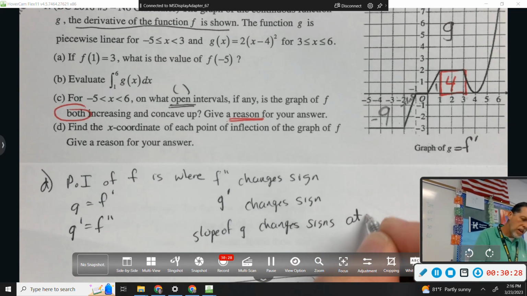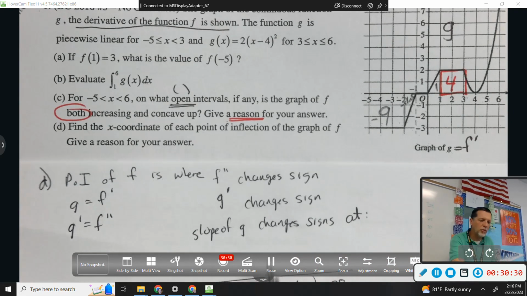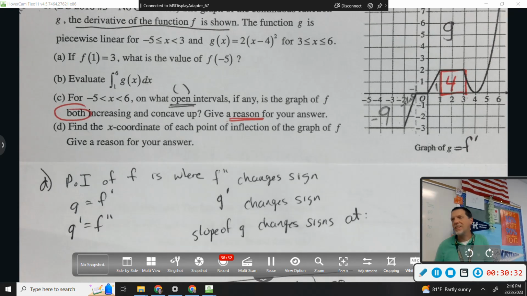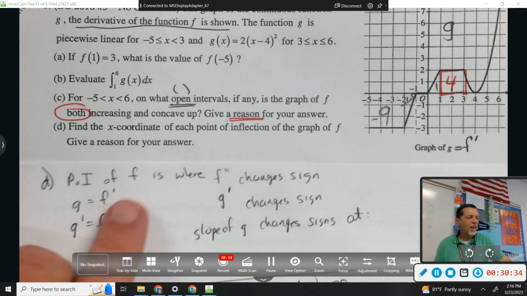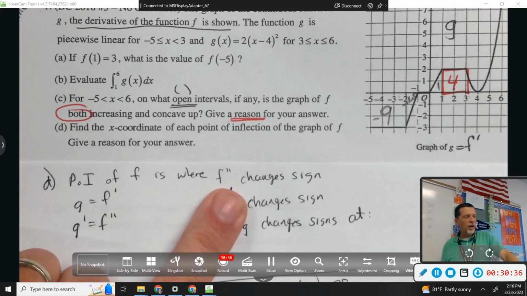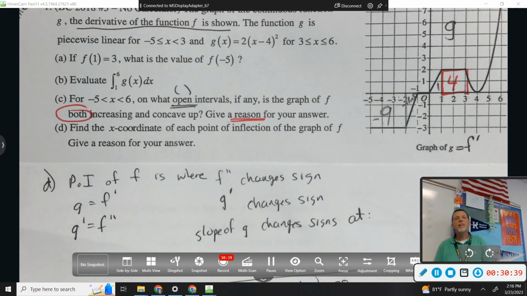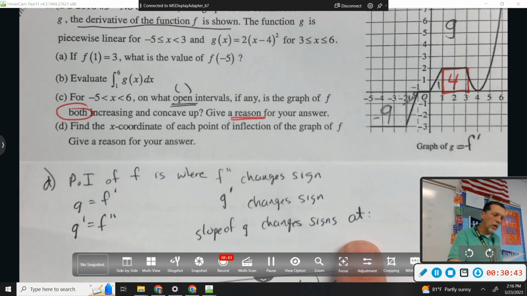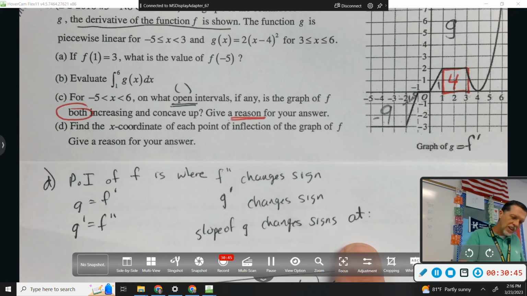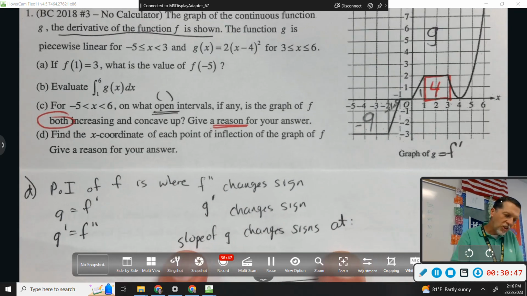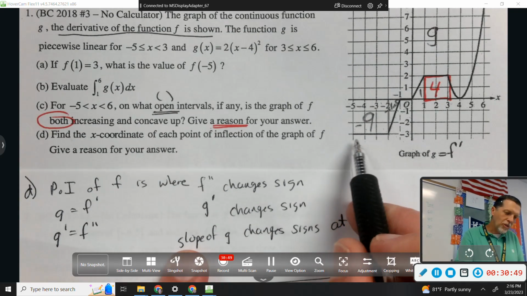And so some of you jumped all the way there to begin with. My brain couldn't make that leap. I wanted to start with f has a point of inflection where f double prime changes signs. Then we'll start tying it to this particular problem. Now we're at a point where we can look at the graph of g and see that its slope changes. Careful, there's places where it levels out but doesn't change signs.